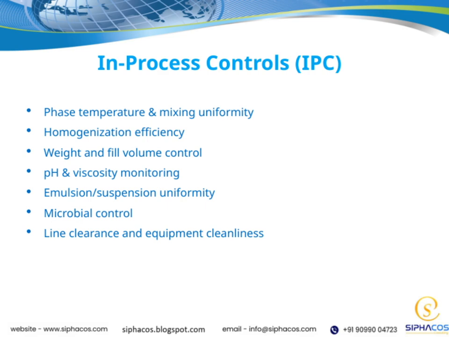Line clearance and equipment cleanliness are often overlooked, but are essential for preventing cross-contamination between batches. This is where in-process controls, or IPC, come into play. They allow us to verify that each step is performed correctly, ensuring the integrity of the final product. All these points are interconnected. They form a comprehensive approach to maintaining high quality, safety, and efficiency throughout production. By focusing on these aspects, we can confidently deliver products that meet both regulatory standards and consumer expectations.